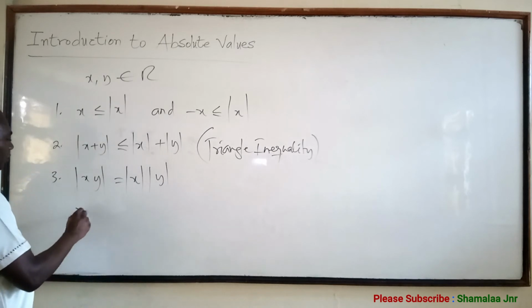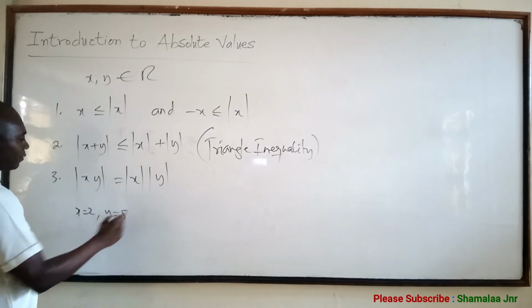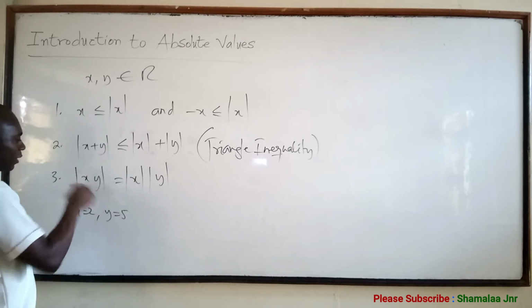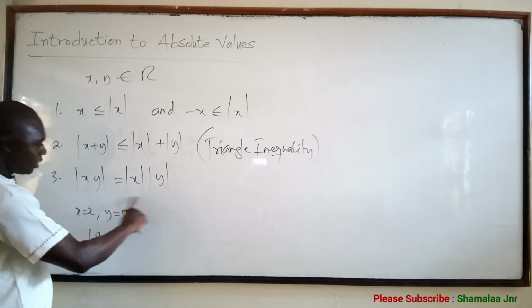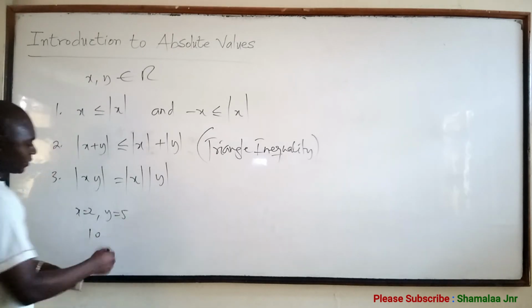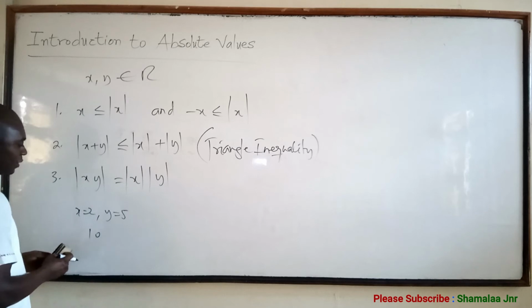If x is equal to say 2, y is equal to 5. 2 times 5 is 10. Absolute value of 10 is 10. Now, absolute value of 2 here will be 2. Absolute value of 5 will be 5. 2 times 5 is 10. And it's true, isn't it?